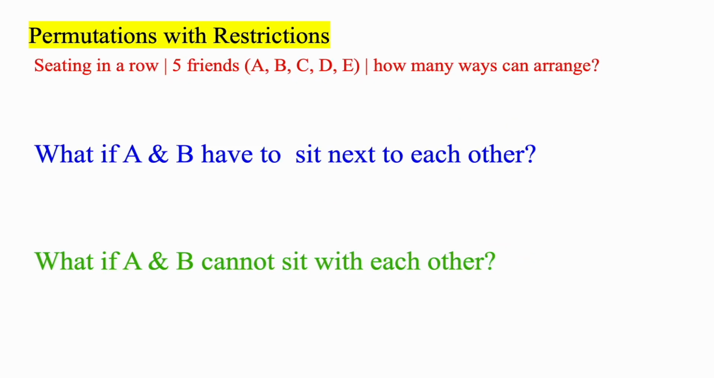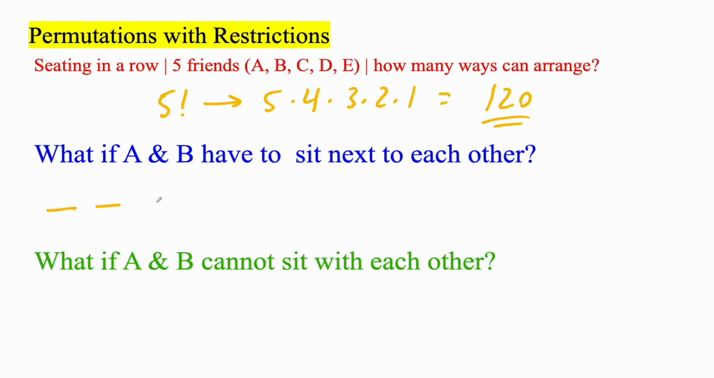Now with this new set of problems, I'm just going to use the formula method. So you have 5 friends, A, B, C, D, E. How many ways can you arrange? That's going to be 5 factorial. So that's 5 times 4 times 3 times 2 times 1. 5 times 4 is 20. 20 times 6 is 120. So there's 120 ways.